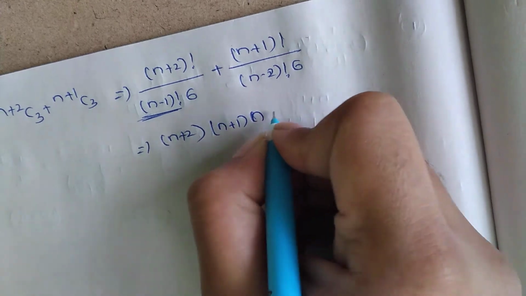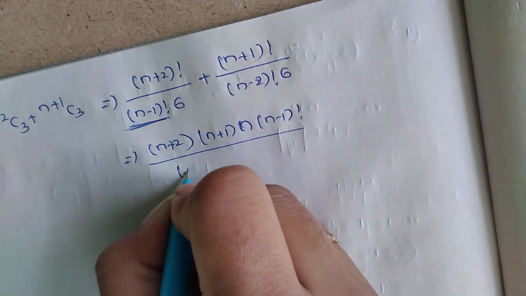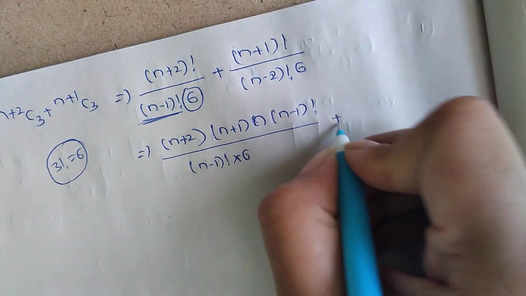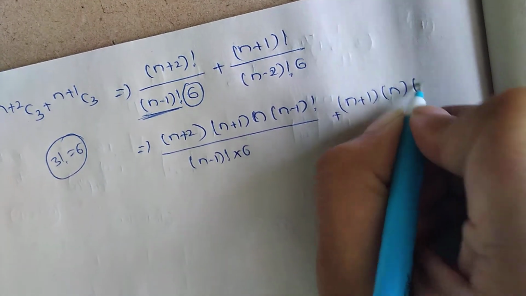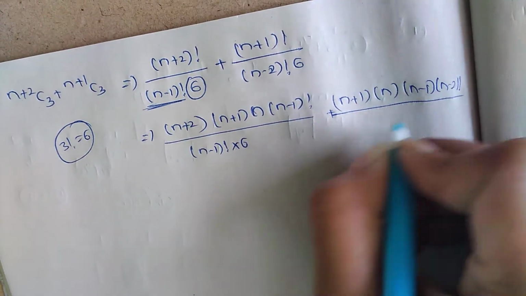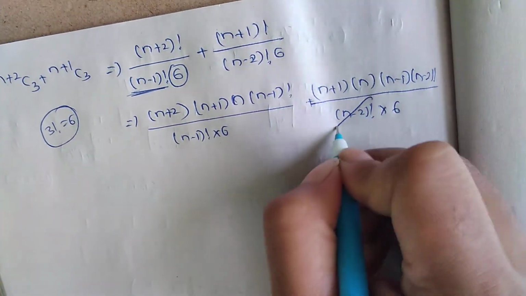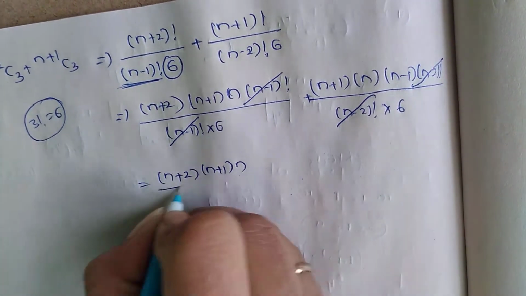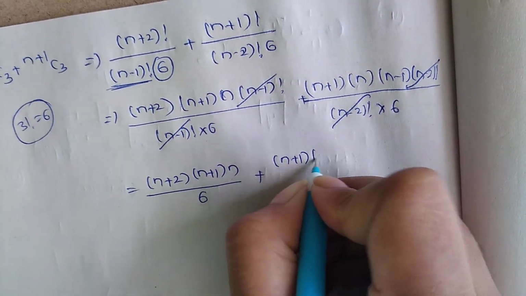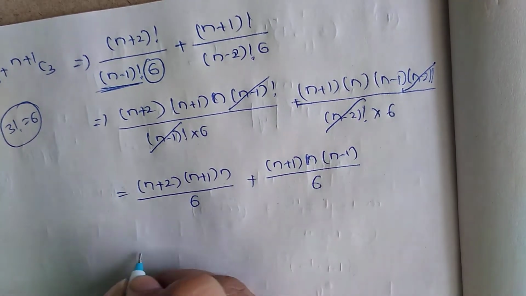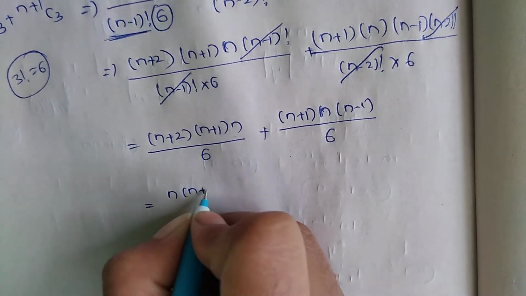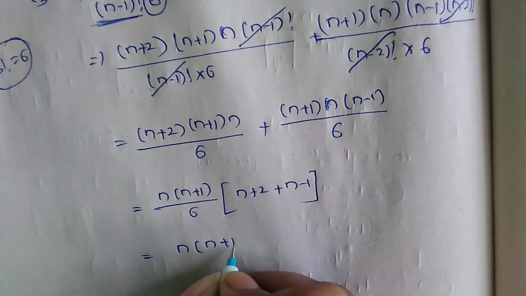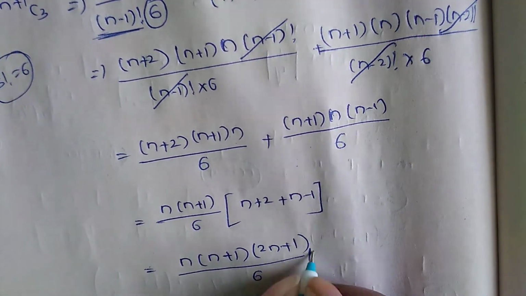(n plus 2) into (n plus 1) into (n minus 1) factorial by (n minus 1) factorial into 6. Why 6? 3 factorial is 6, so I have directly kept it here. (n plus 1) into (n minus 1) into (n minus 2) factorial by (n minus 2) factorial into 6. Cancel, cancel. (n plus 2) into (n plus 1) into n by 6 plus (n plus 1) into (n minus 1) by 6. Yes or no? Taking n into (n plus 1) by 6 common, (n plus 2) plus (n minus 1). What is the final answer? (2n plus 1) by 6. That's it.